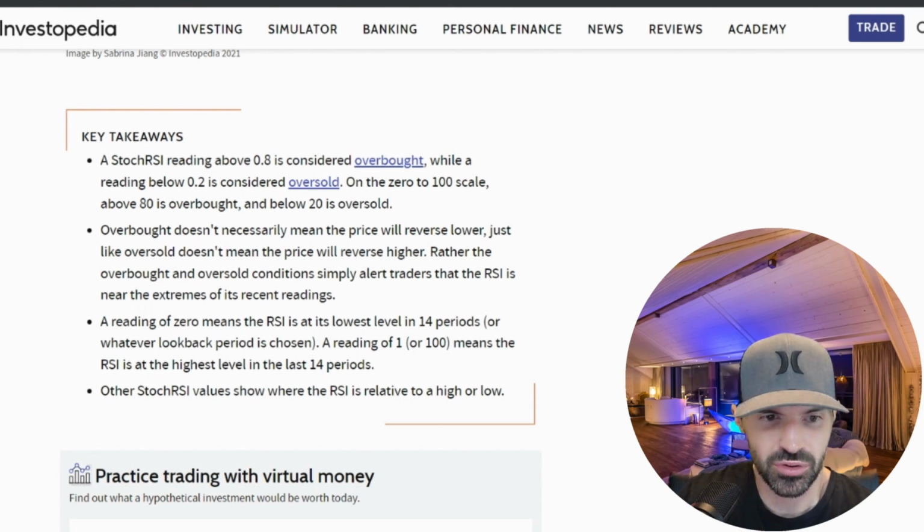A reading of 0 means the RSI is at its lowest level in 14 periods, or whatever look-back period is chosen. A reading of 1 or 100 means the RSI is at its highest level in the last 14 periods. Other stochastic RSI values show where the RSI is relative to a high or low.